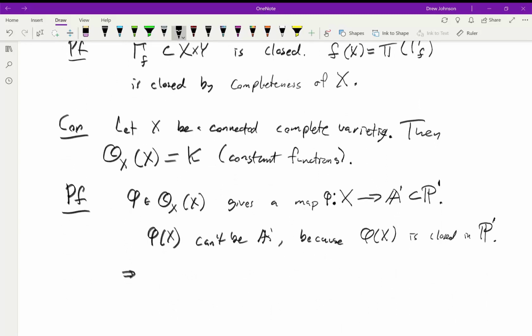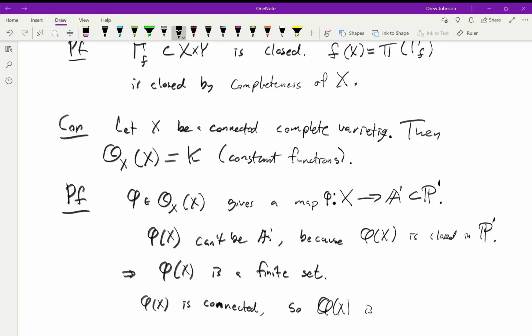It also has to be closed in A1, and we know the only closed subsets in A1 are the whole space, the empty set, and finite sets. So that tells me that phi(X) is a finite set. It's definitely not the empty set. And just from general topology, we know that the image of a connected set is connected. So phi(X) has to be connected. That means phi(X) is a single point. If the image is a single point, that means the function is constant. So there are only constant functions.